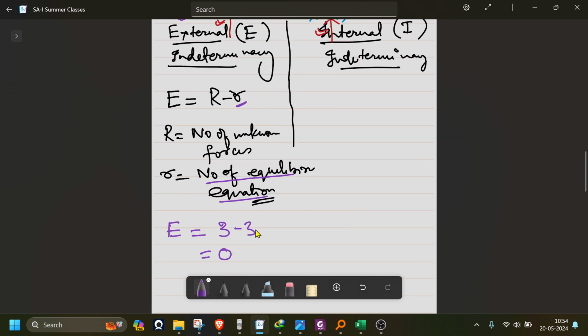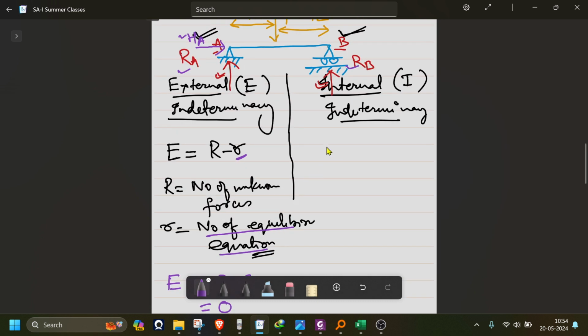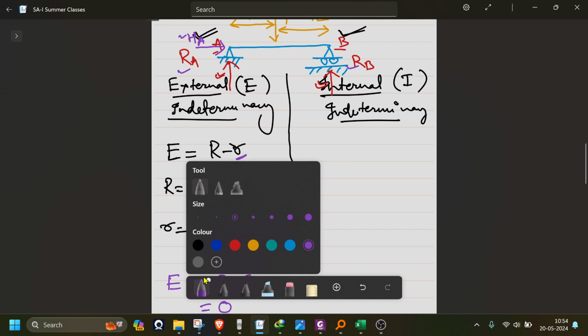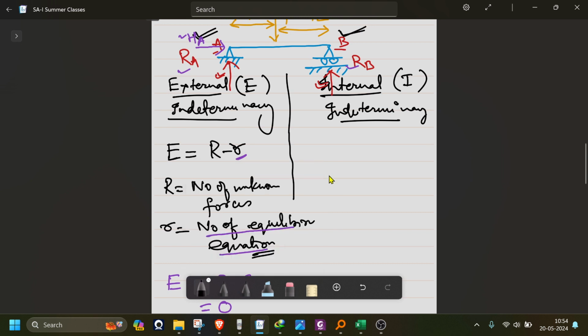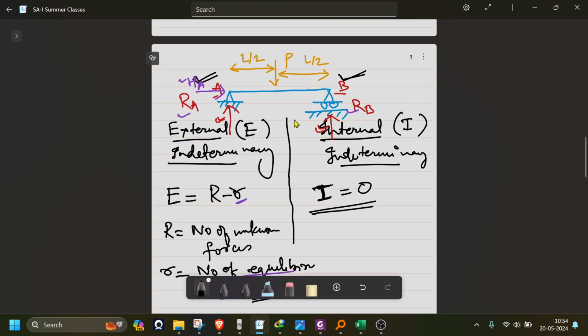Right? Okay. Now, what about internal indeterminacy? The internal indeterminacy of this structure is I equals to 0. Now remember, why I equals to 0? Because for beam, there is no internal indeterminacy, but we have internal indeterminacy for truss and frames, right?